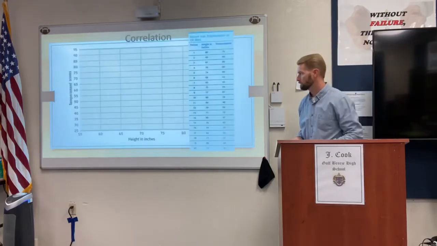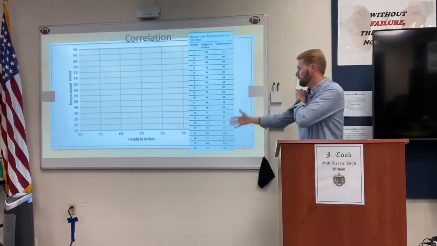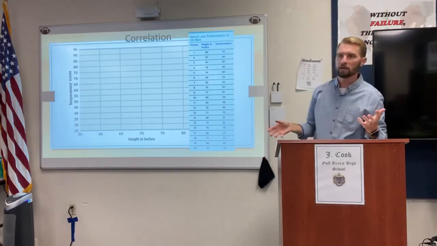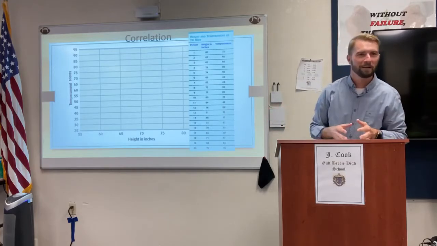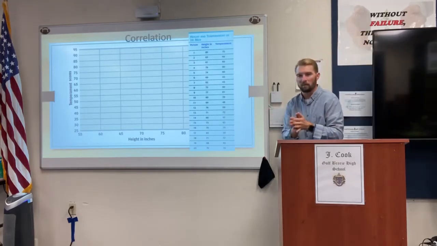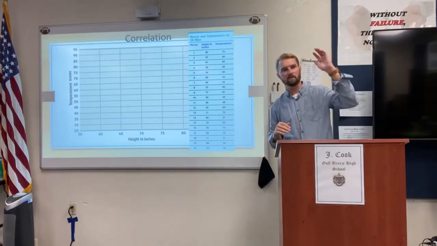Let me show you what I mean. This is a real study that was conducted. This is one of the trials with 20 dudes in it. This is kind of funny. The theory was whether or not little man syndrome was a real thing. So they decided that the two variables that they were going to plot were the height in inches of a man and his temperament score.